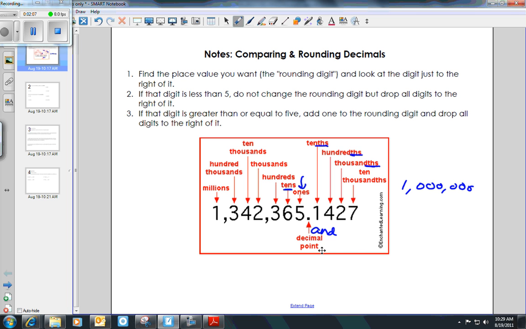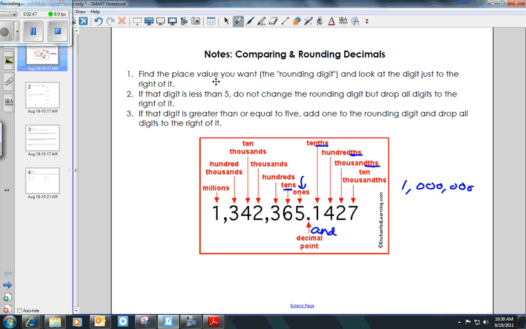When we're saying our number, the last words that we're speaking about with the number end with whatever number that's not a 0 and its place value. So in this case, I'd have 1,342,365 and 1,427 ten-thousandths, since the 7 is in the ten-thousandths spot. Okay, so that's a little review of place value, and you're going to have this to look at for now while you're doing your homework.